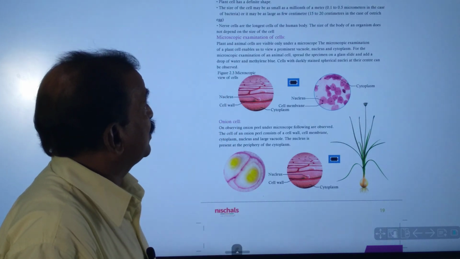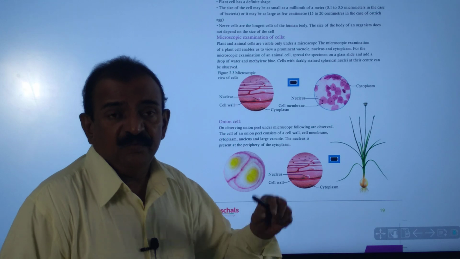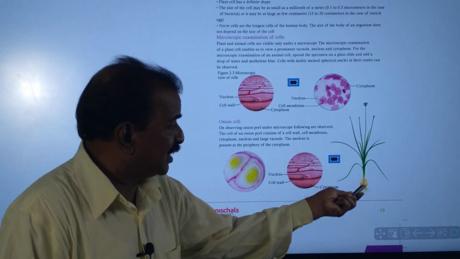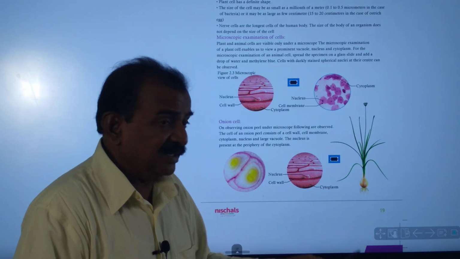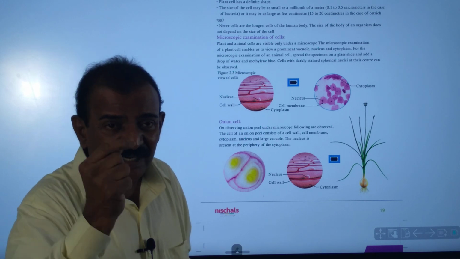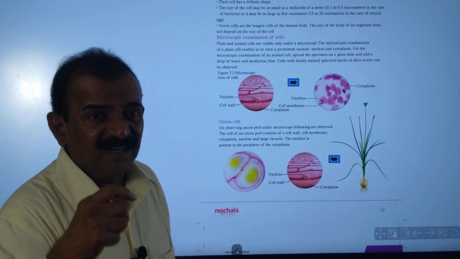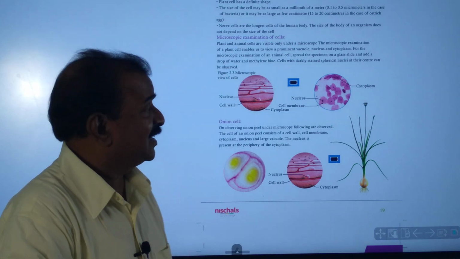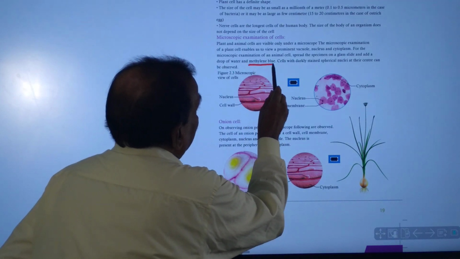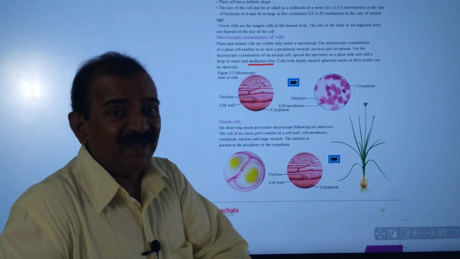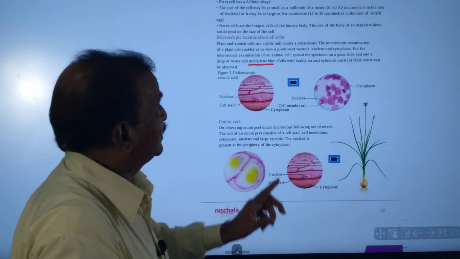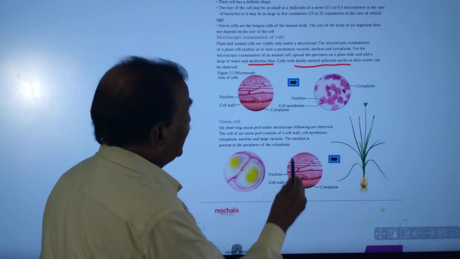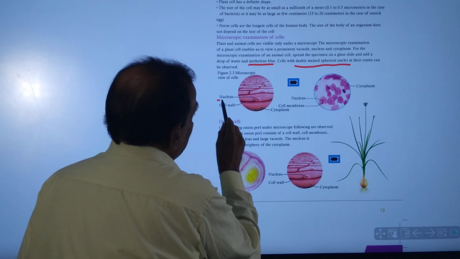And we need to understand microscopic examination. So we need to do an activity, an experiment. Here you are observing an onion, and take an onion peel. That is the outer layer of the onion, called the onion peel, and keep it on a slide. Add 1 drop of water and also methylene blue. After that you keep it under a microscope and you watch it, and you can see a darkly stained spherical structure present at the center, and that is nothing but the nucleus.